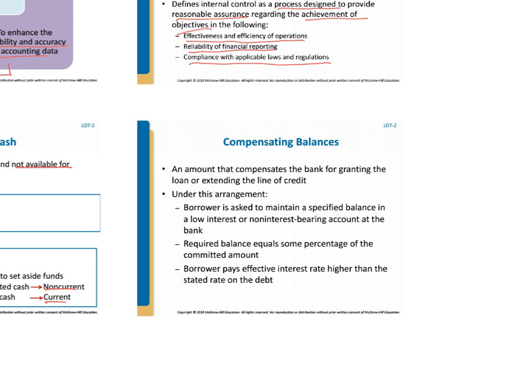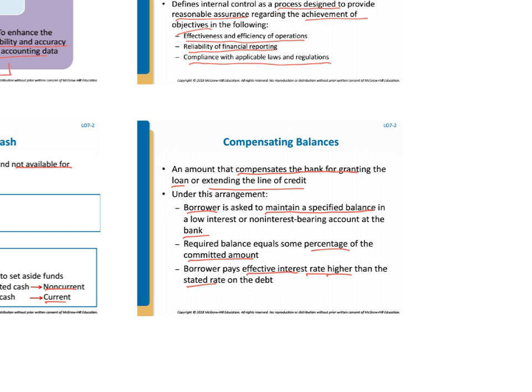Compensating balances are a common example of this restriction of cash. A compensating balance is an amount that compensates the bank for granting a loan or extending a line of credit. Under this arrangement, the borrower is asked to maintain a specified balance at a low interest or non-interest bearing account at the bank. This balance is typically some sort of percentage of the committed amount of the borrowing. And the borrower, because of this, typically has to pay an effective interest rate that's higher than the actual stated rate because effectively they're not truly borrowing the face value amount.